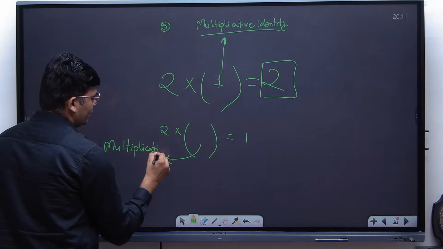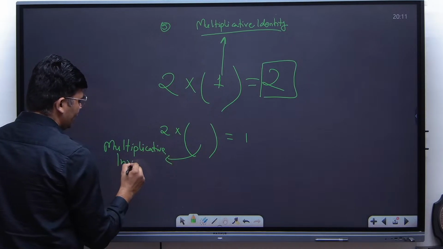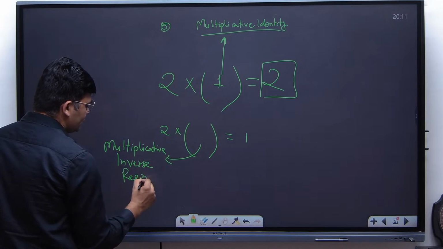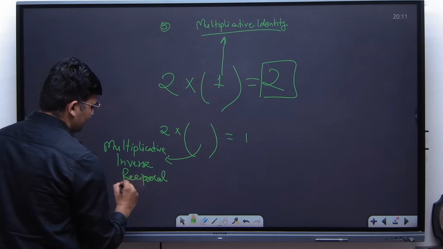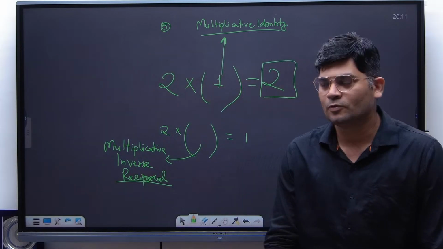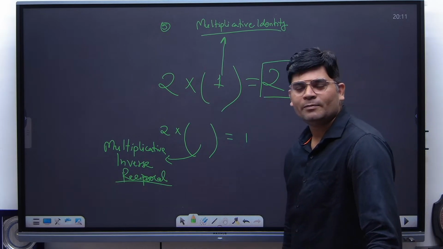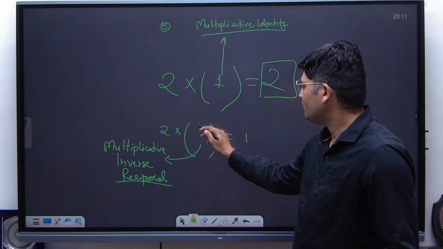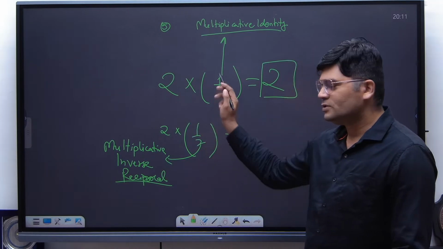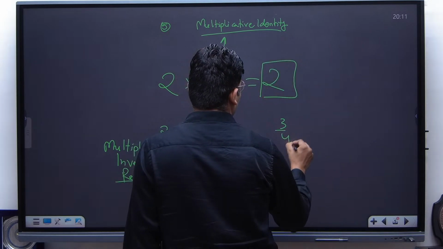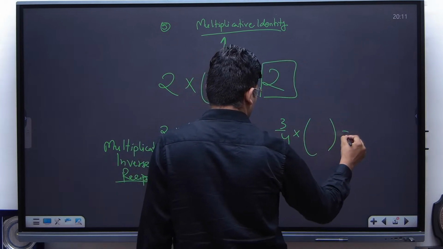What is that number known as? Multiplicative inverse, and that is also known as the reciprocal. So tell me, 2 should be multiplied by which number to get 1? 1 by 2. Very good. So 1 by 2 is the reciprocal of 2. Now tell me, if I want to multiply 3 by 4, by what number should I multiply to get 1?